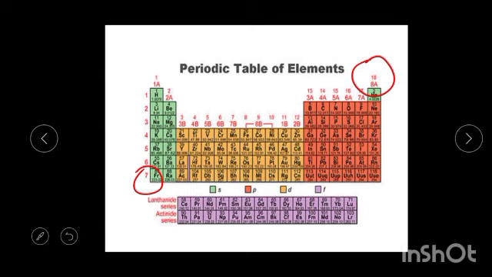And we discussed a lot of properties. If we check each group and each period, they are showing some similar properties or some trends. So in today's class we are going to discuss the trends along the periodic table. Before going to that, you have to know how to write the electronic configuration.